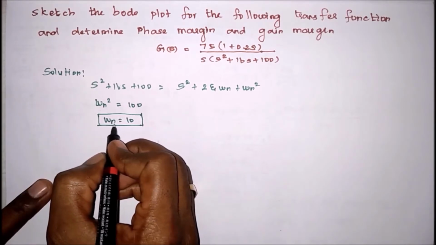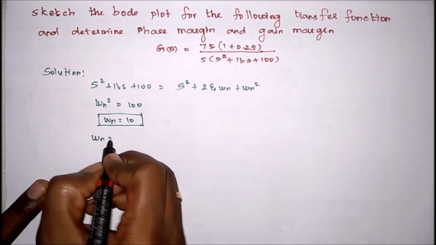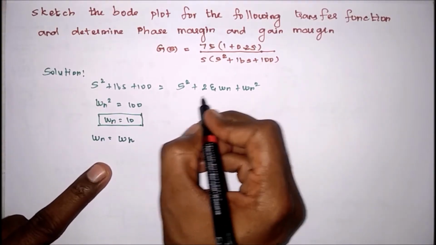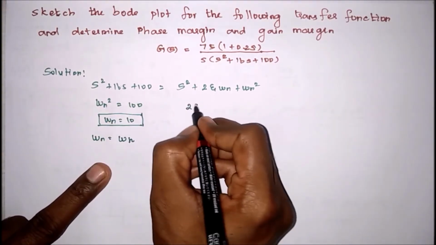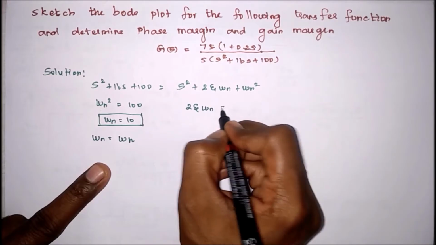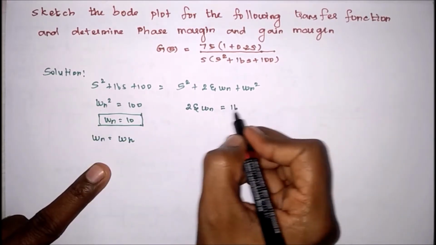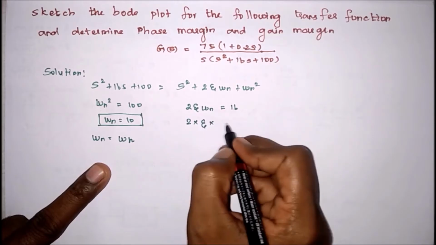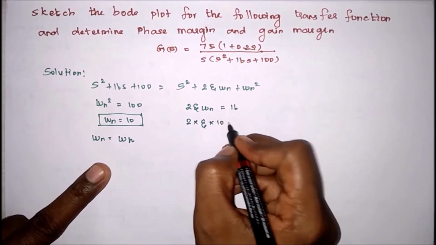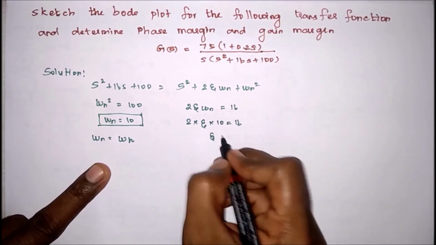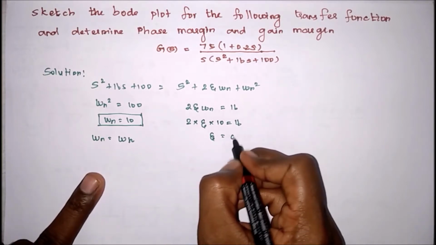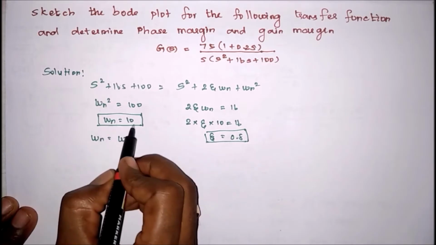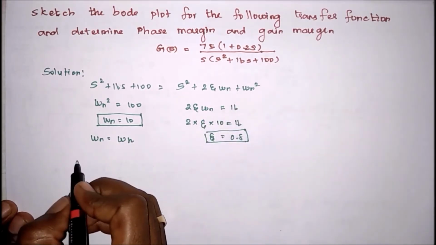Now we can consider this ωn as the ωh in the problem. From this, 2ζωn equals 16. We know ωn is 10, so 2ζ into 10 equals 16. Therefore ζ equals 0.8. So we have calculated the ωn value from this quadratic equation.